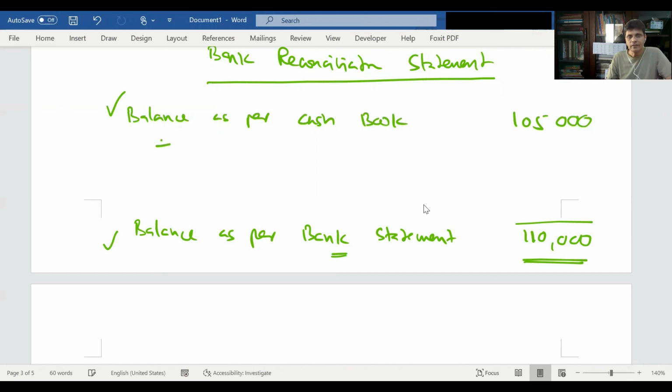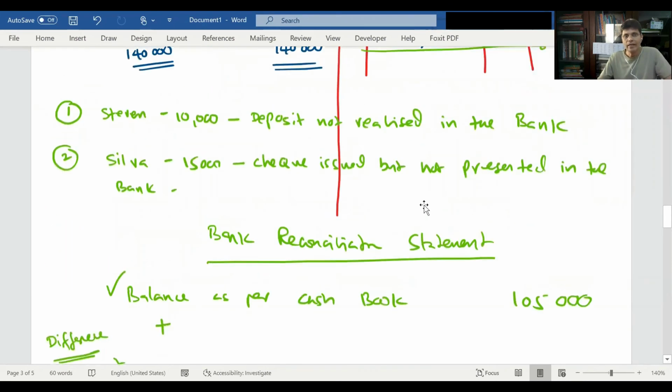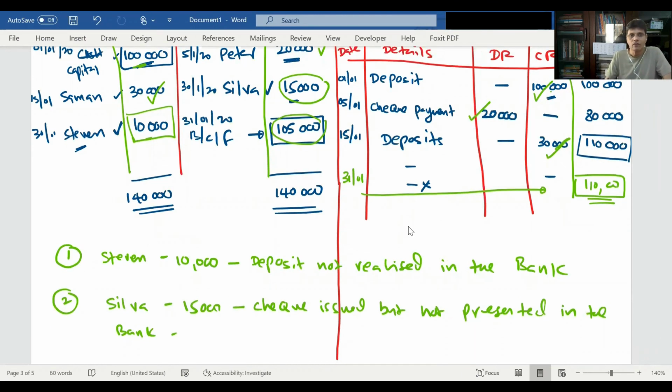In between, there will be pluses and minuses for the differences, the adjustments we have to make. Either there will be an addition or a deduction. If you take this 10,000, what has happened? This 10,000 was deposited, so our cash book balance is more. Has it been credited to the bank? No, so the bank amount is less by 10,000.